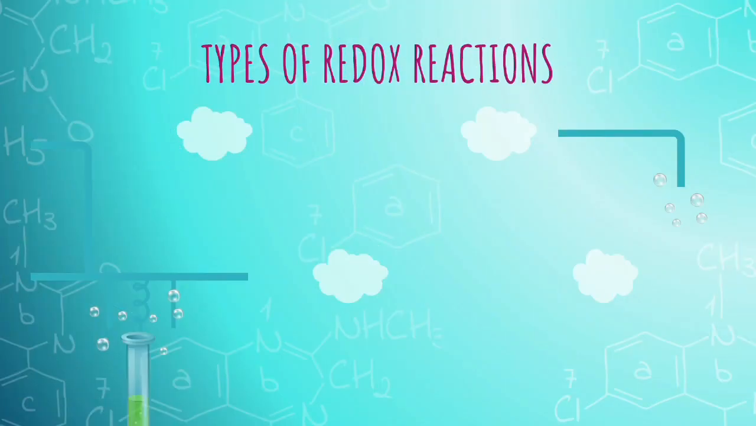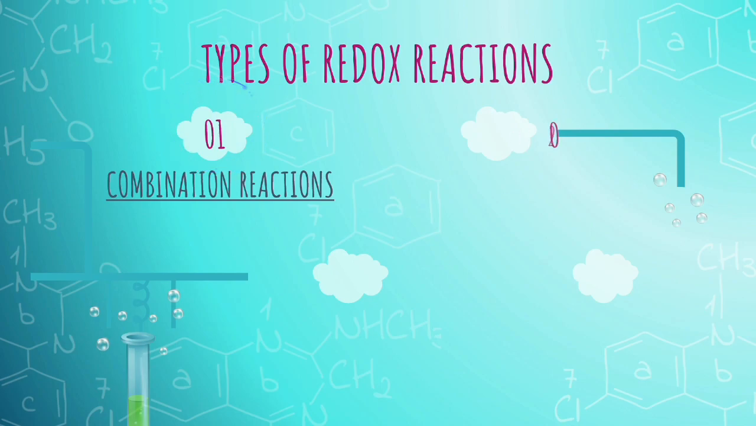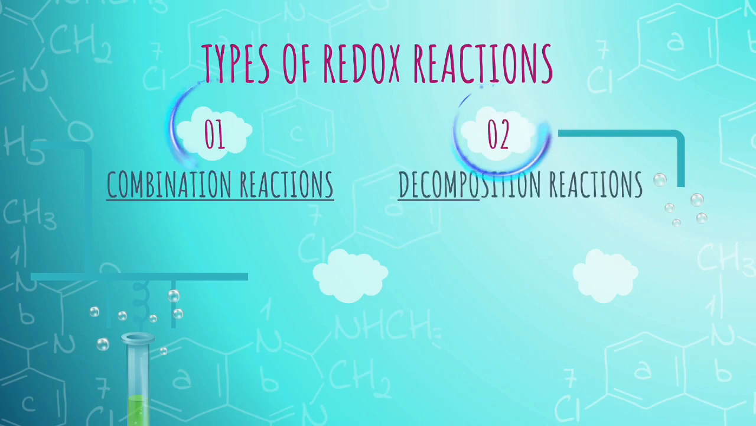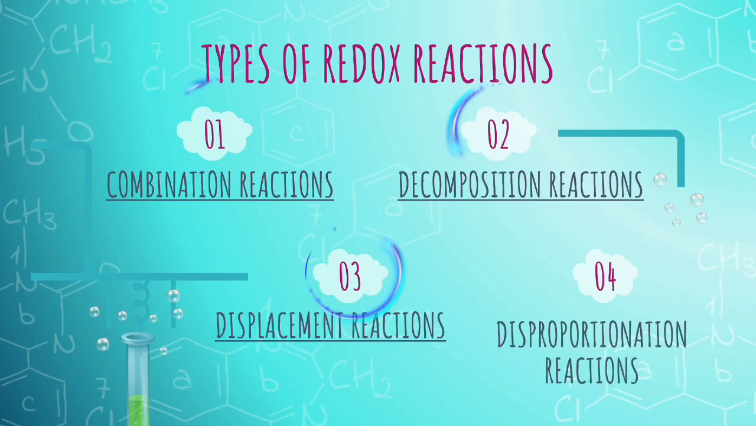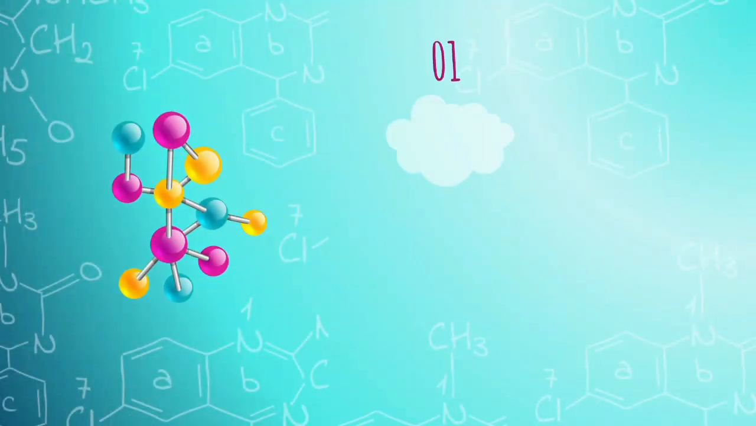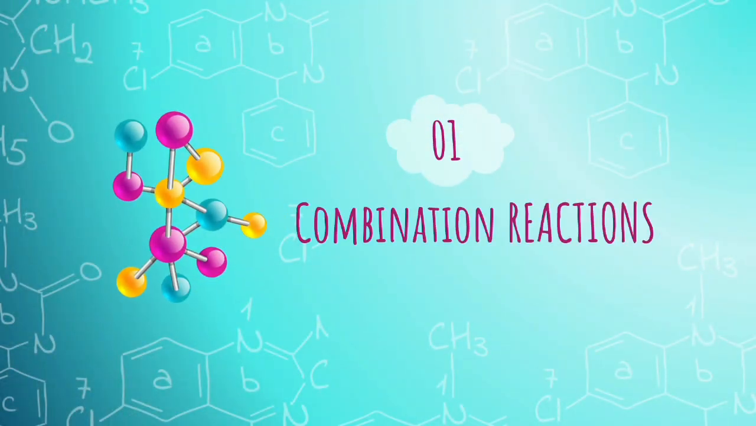Types of redox reactions. First type is combination reactions. Second type is decomposition reactions. Third type is displacement reactions. And the fourth type is disproportionation reactions. Let's start with the combination reactions.